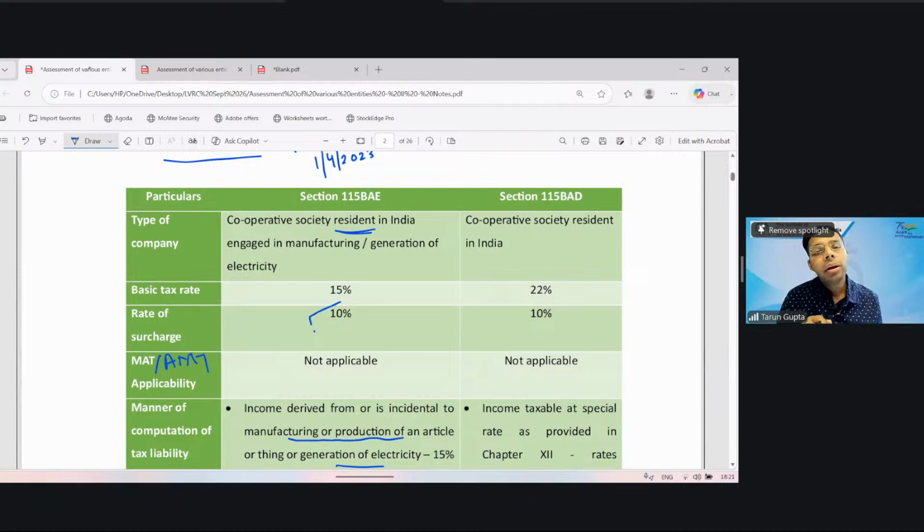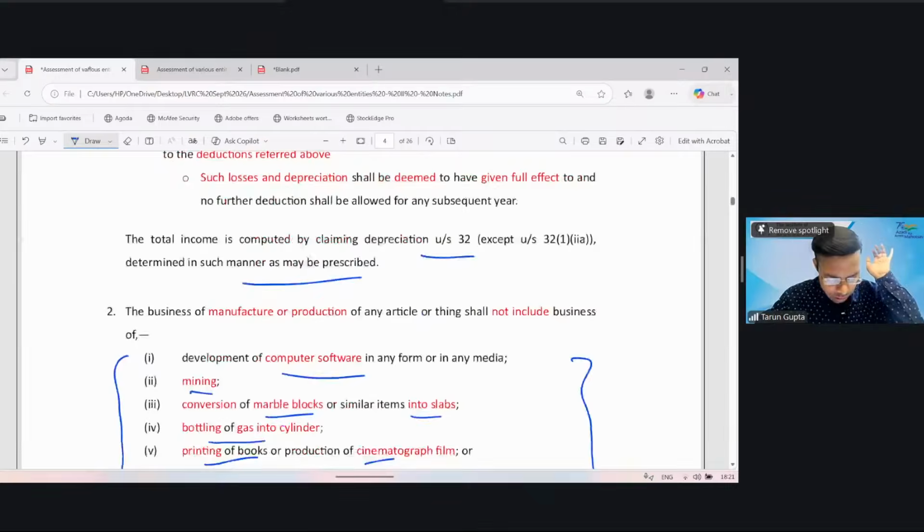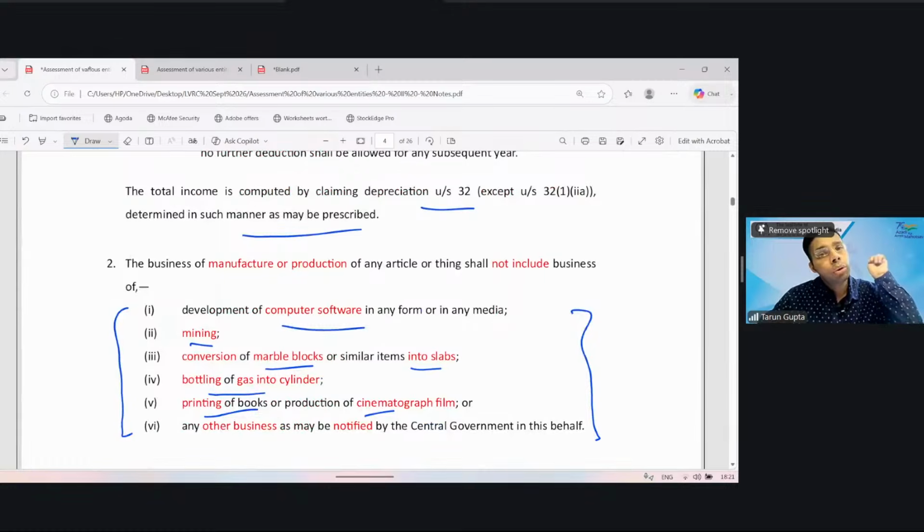Okay. Then these 5 businesses are not considered as business of manufacture or production of an article or thing. Meaning thereby, if the cooperative society is engaged in any of these businesses, then it is not eligible for 115BAE. One, development of computer software, mining, then conversion of marble blocks into slabs. Then the fourth one is printing of books or production of films. And lastly, the fifth one is bottling of gas into cylinders. Okay.